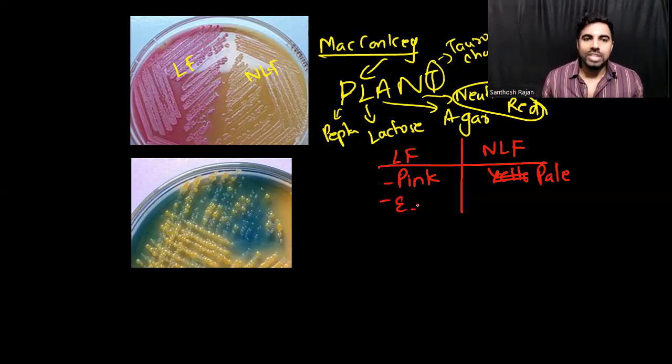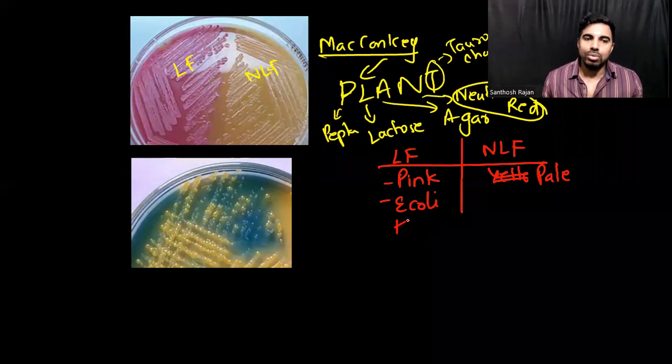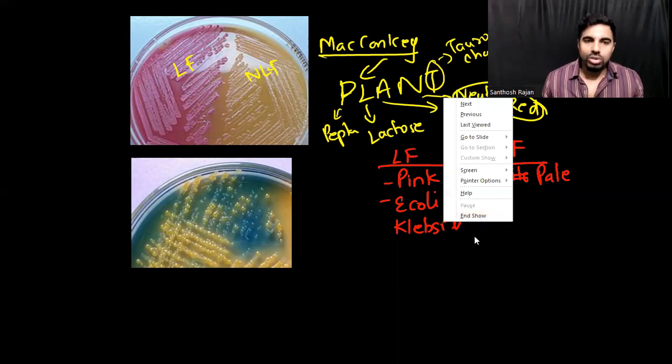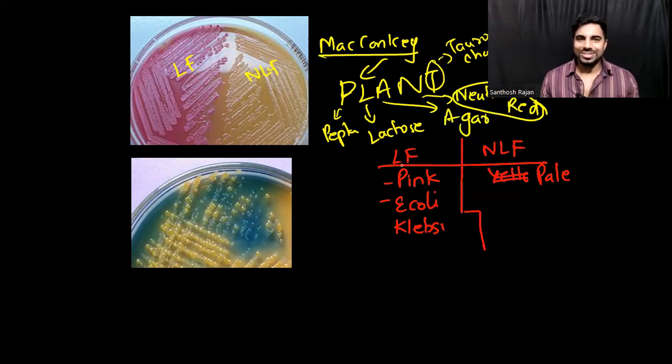What are the two organisms? Lactose fermenters: one is E. coli, the other one is Klebsiella. Most important are these two only. If you don't remember, don't worry, the shortcut is: lactose, in pronunciation, has a 'lac' and a 'K' sound. So K for Klebsiella.